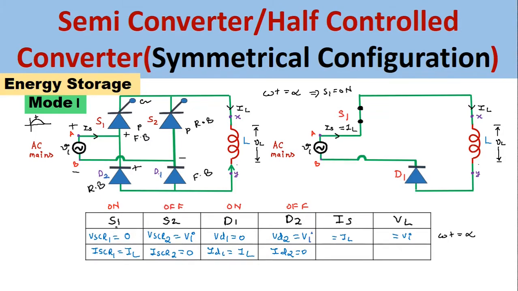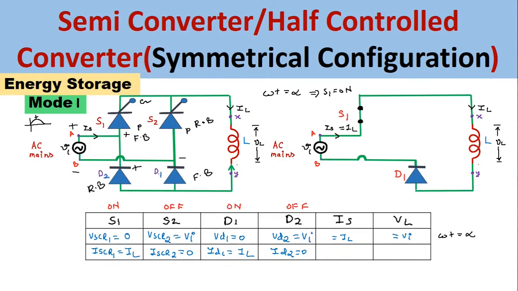First we will take SCR1. It is in on condition, therefore the voltage across the SCR in the ideal condition will be equal to 0, and the current through this SCR will be equal to the load current. And SCR2 is in off condition, therefore the current through this device will be equal to 0, but the voltage across this SCR will be equal to the input voltage only.